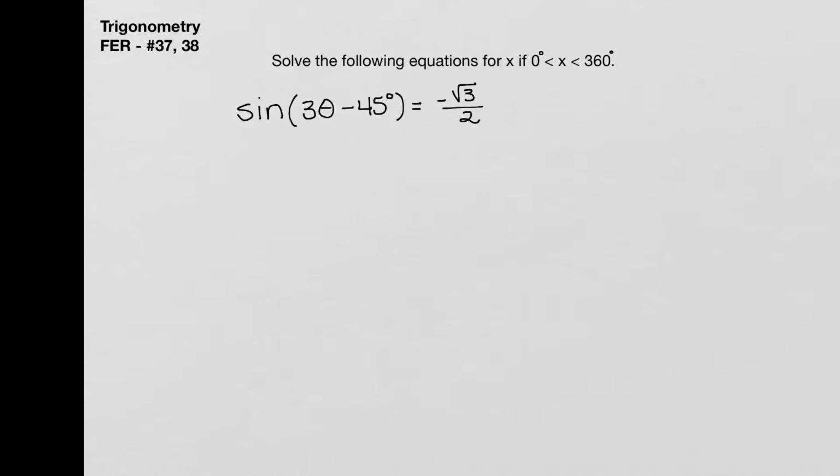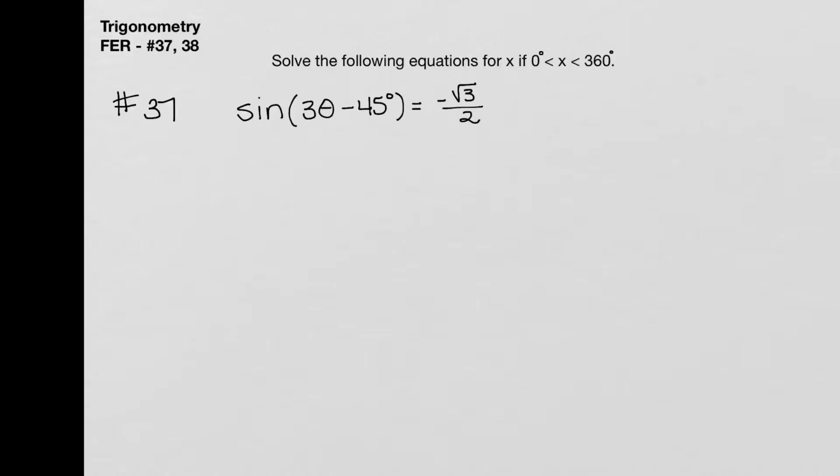In this problem, number 37, I have the sine of the quantity 3 theta minus 45 degrees equals negative square root of 3 over 2. It should have a degree sign there, so I missed that. And I need to solve for theta. To do this, I'm going to start by just looking at this as the sine of what angle, and don't worry that you've got a big mess in here. It's just sine of what angle equals negative square root of 3 over 2.